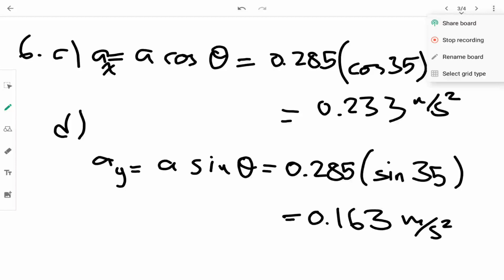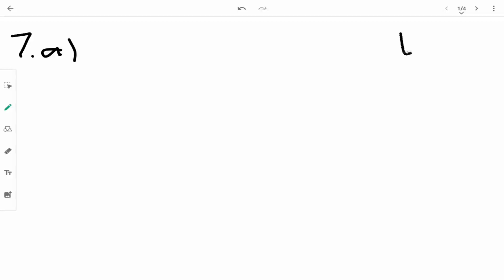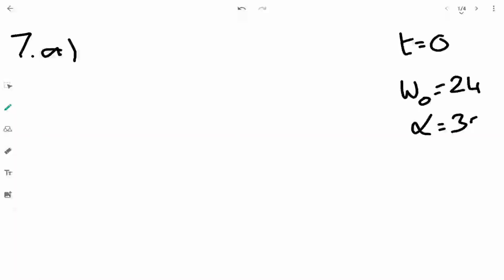So for number 7, part A, you have t equals 0. A grinding wheel has an angular velocity of 24 radians per second. It has constant angular acceleration of 30 radians per second squared until it breaks at t equal to 2. They want you to find the angular velocity at t equal to 2. I'm gonna give you a few seconds to answer the question and then I'm gonna come back.